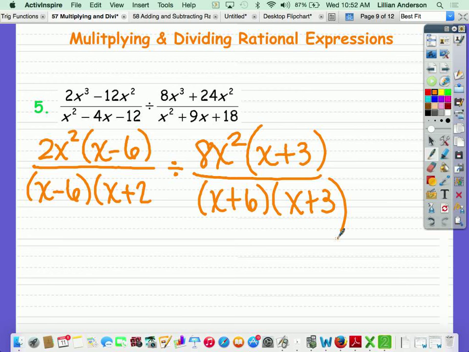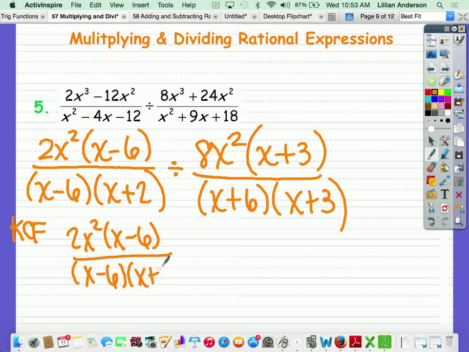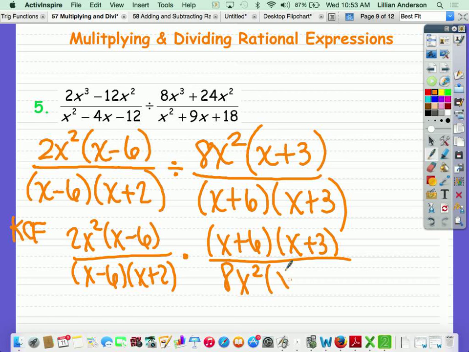So the same first step, just like before. Now before I go stating my restrictions, this is where I do K, C, F. I keep my first fraction. The C stands for change. I change my division to multiplication. And the F stands for flip. That means I flip the second fraction, meaning whatever was on the bottom comes to the top, and whatever was on the top comes to the bottom. And now this is just like how the other one was, because it's multiplication.